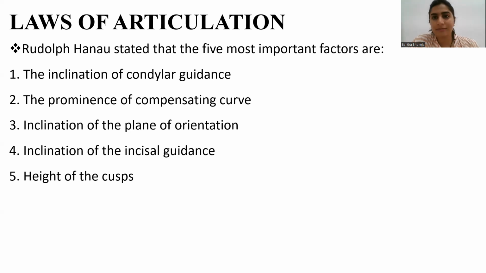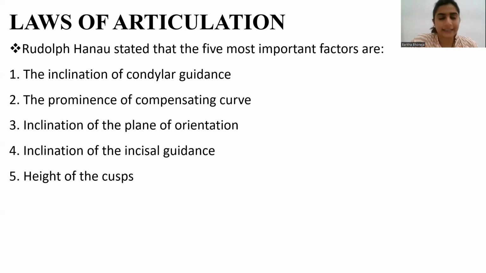Plane of orientation means, as students, you make your occlusal rims and then you set them on your 3-point articulator where you compensate, and put it in the Bonwill's triangle theory. So how you incline that plane of orientation?